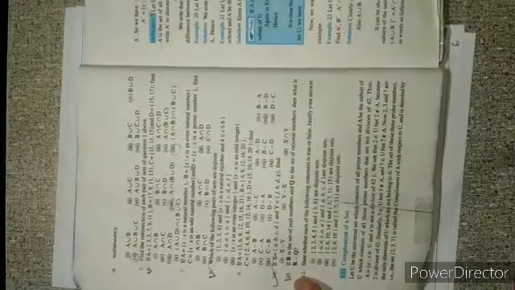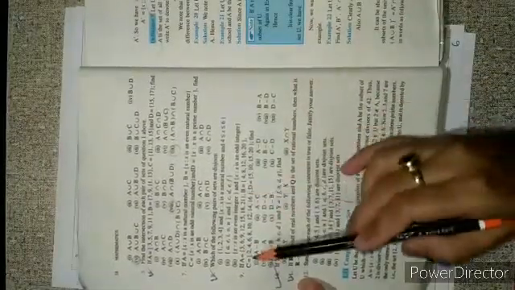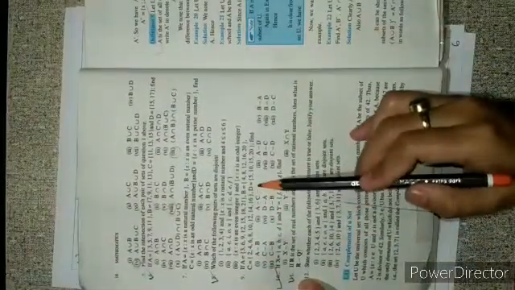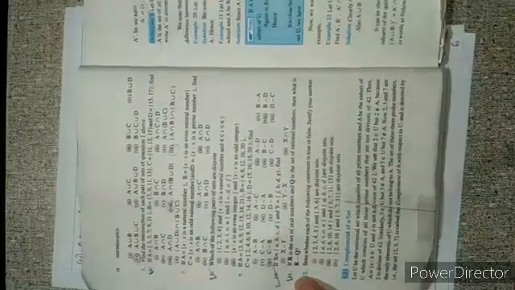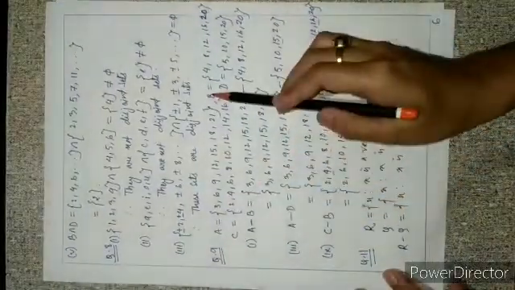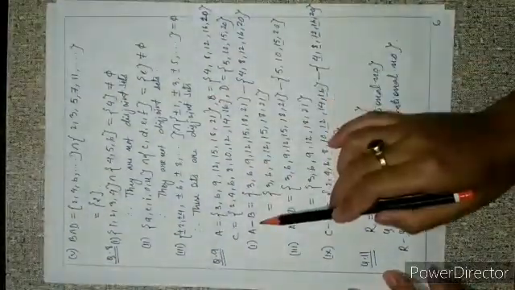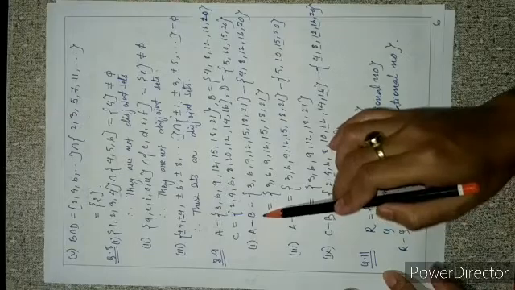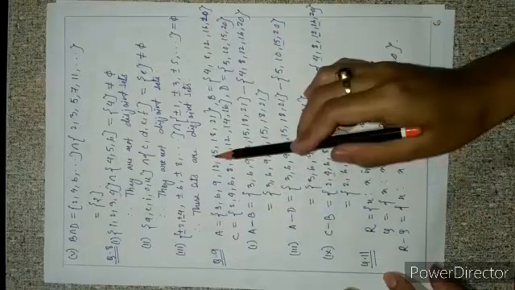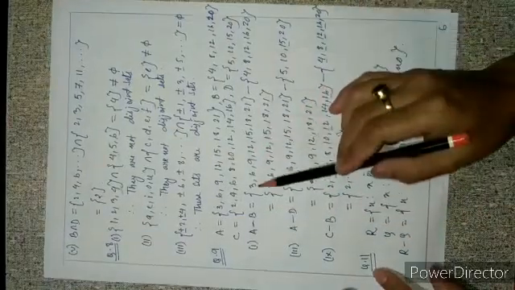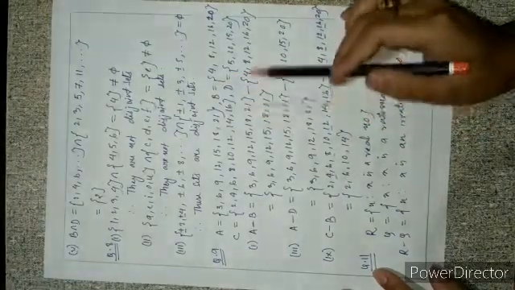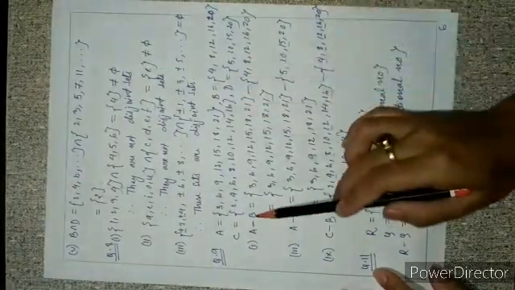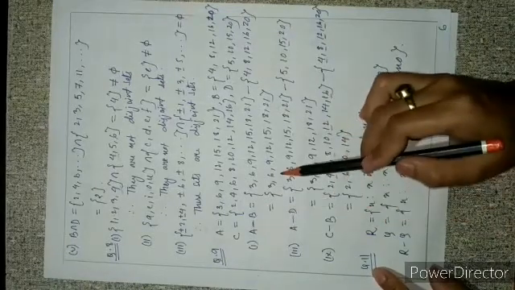Next question number 9. Set A, set B, set C and set D. There are 4 given sets and we find the value of these expressions. Number 1: find A minus B. First write all the elements of A, then the elements of B. We find the difference, A minus B, which is the remaining elements of A.